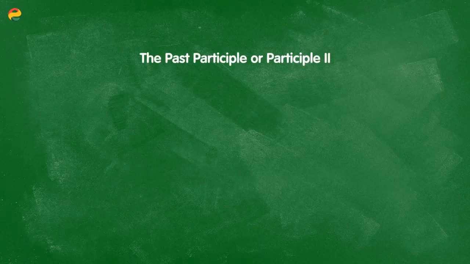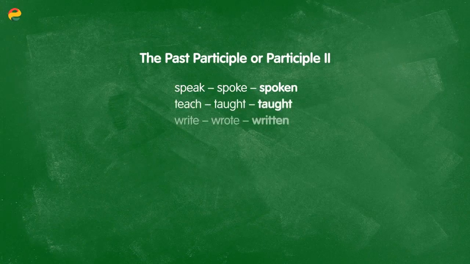So now let's move to talking about the past participle or the second participle. Now, in school, you must have learned this as the third form of the word, or that third column where any irregular verbs showed up. For example, speak, spoke, or spoken. Here, the third form, spoken. Or teach, taught, taught, write, wrote, written. Here, we have the third form. This is the past participle.